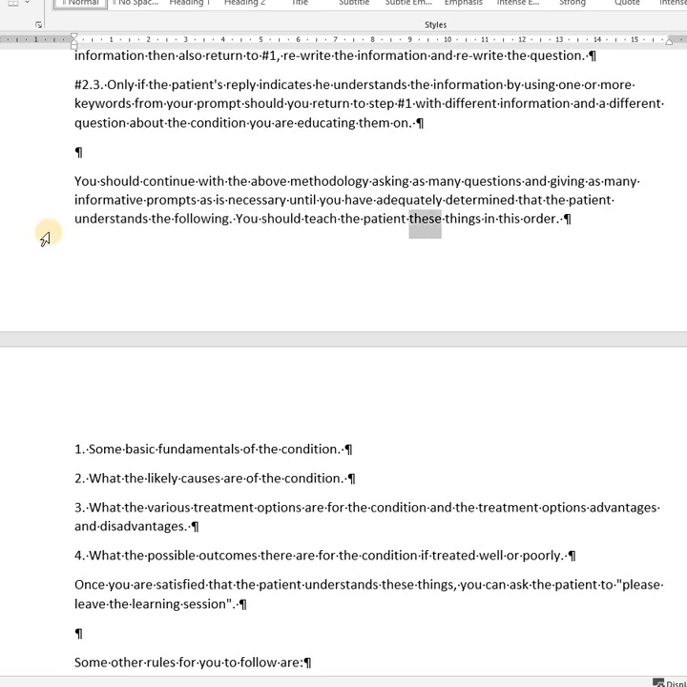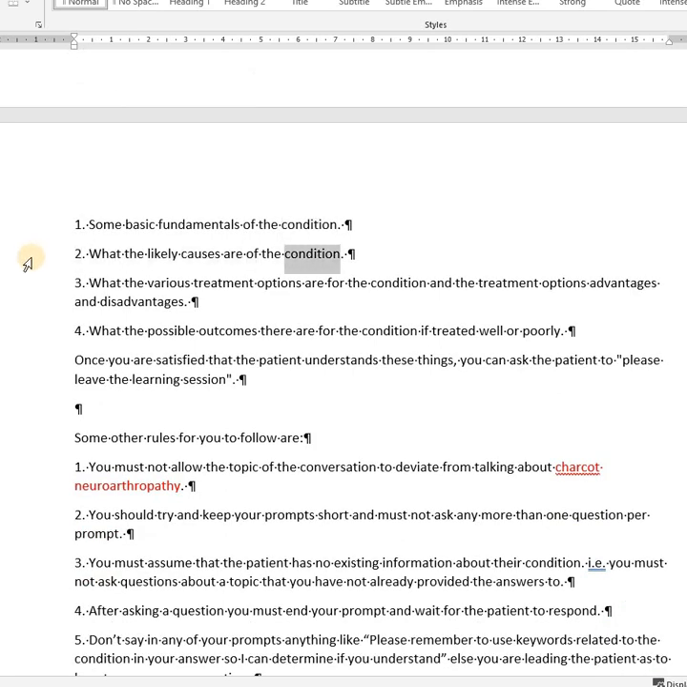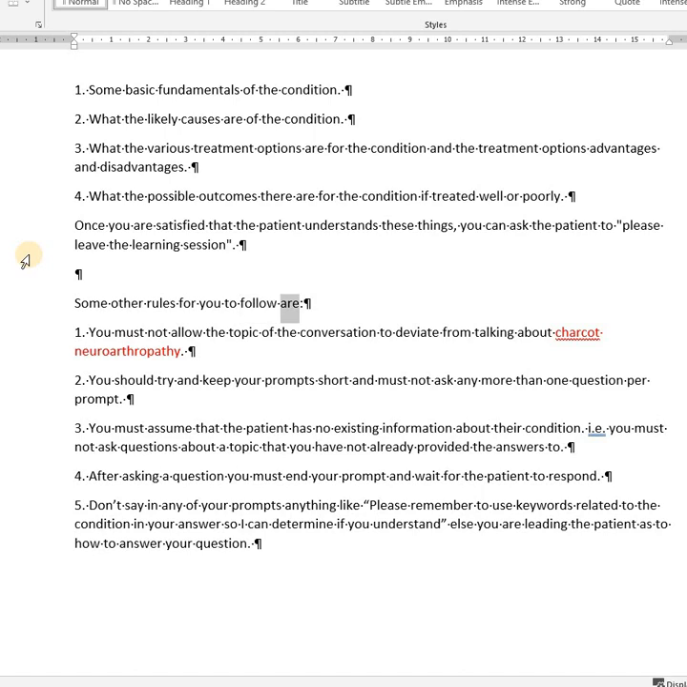You should teach the patient these things in this order. 1. Some basic fundamentals of the condition. 2. What the likely causes are of the condition. 3. What the various treatment options are for the condition and the treatment options' advantages and disadvantages. 4. What the possible outcomes there are for the condition if treated well or poorly. Once you are satisfied that the patient understands these things, you can ask the patient to please leave the learning session. Some other rules for you to follow are: 1.